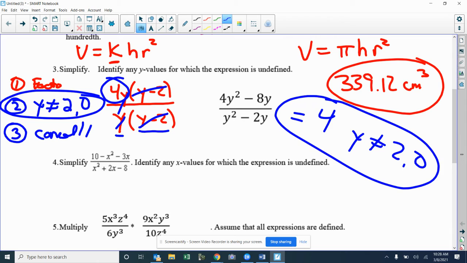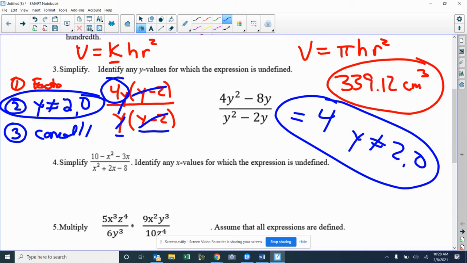Now, why can't it be 0? Well, if I put 0 here, what's 0 squared? 0. Minus 2 times 0. 0. So is it 2 or 0? 2 or 0. And then how do you get the 4? Cancel everything else. Cancel the y squared. Everything canceled, and you just circle the 4.